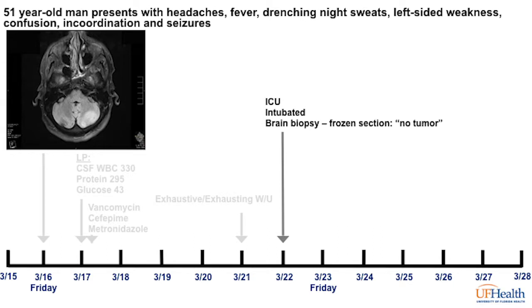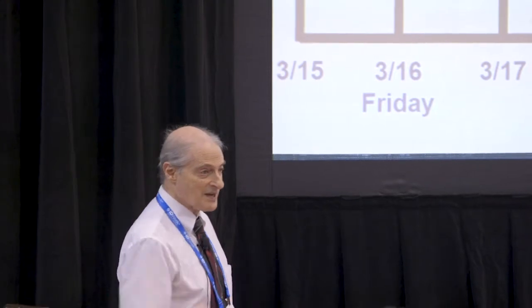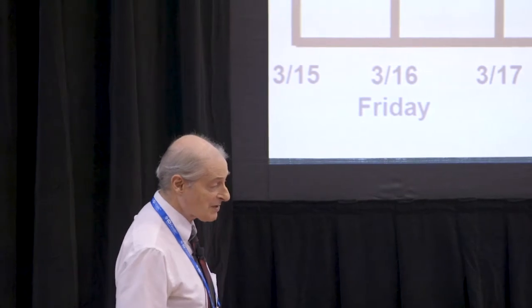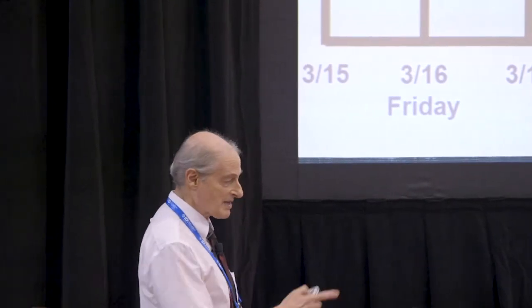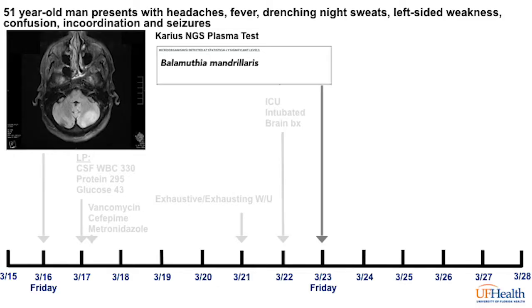He was intubated, moved to the ICU, and they went to a brain biopsy, which you have to give them credit for was the right thing to do, given that we weren't figuring this out non-invasively. And the frozen on that was no tumor, but the real guilty party, I think, will now stand up, because we did send the Karius at that point, and it came back with Balamuthia mandrillaris, which is a known cause of granulomatous amoebic encephalitis, along with Naegleria and acanthamoeba, and the one that none of us can remember.